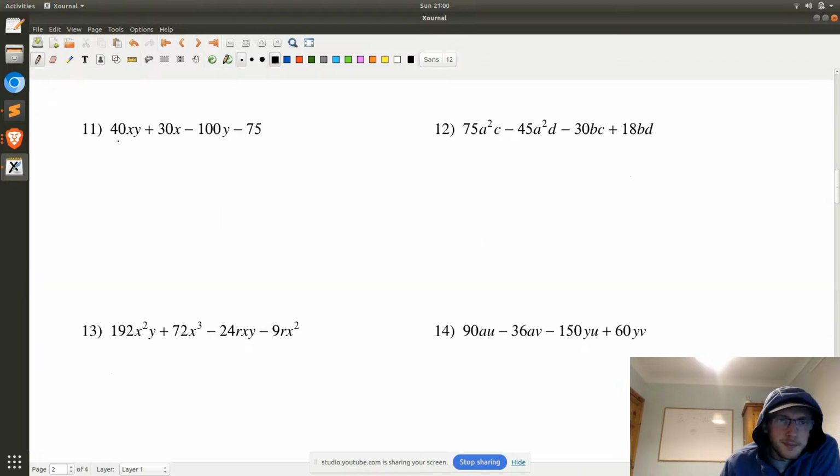Next. Well, okay, for this one we can factor out 10x. But this one, okay, just try it this way. Probably it's in the wrong order. Now for this one, 25.